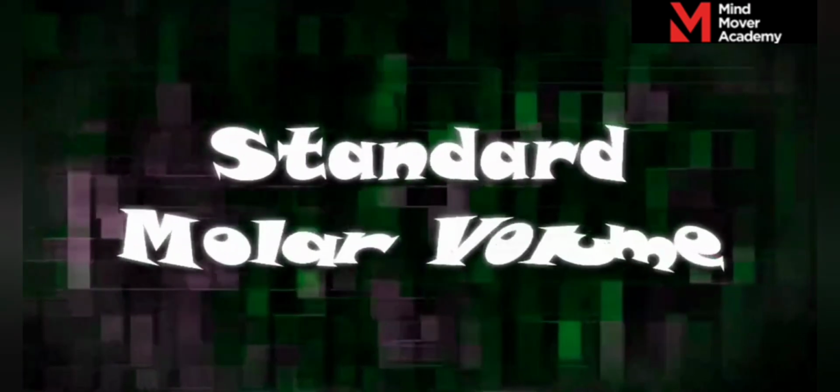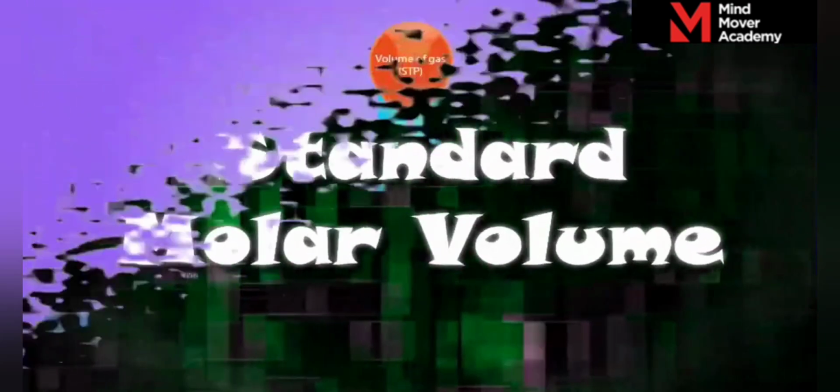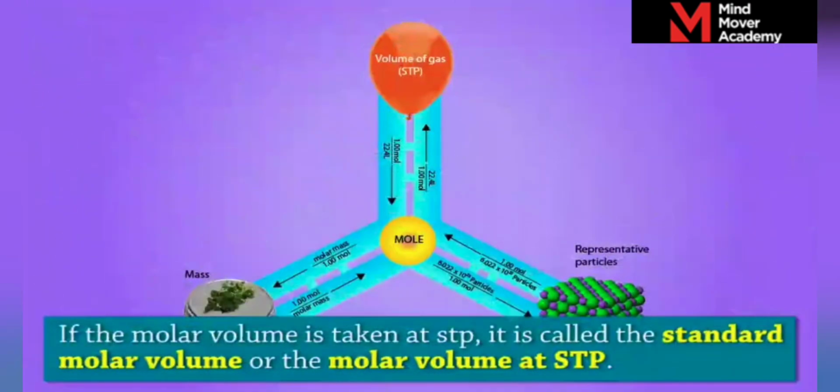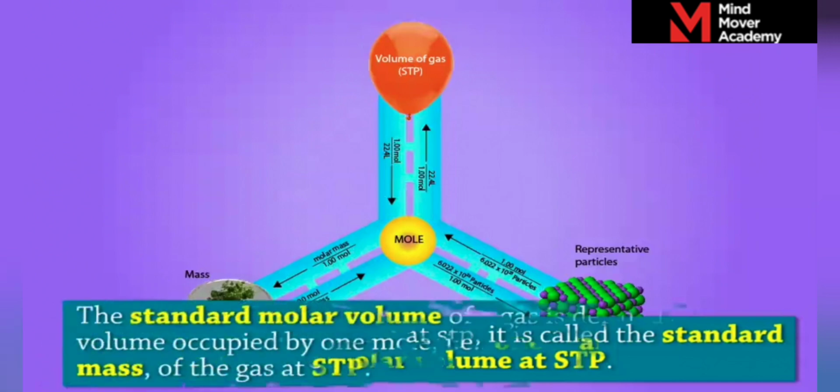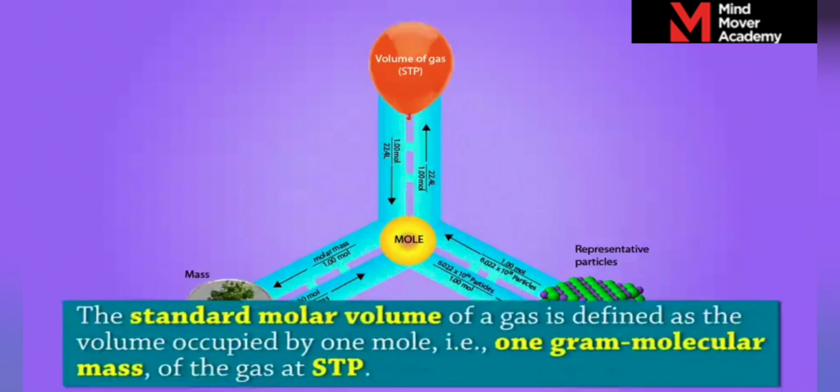Standard molar volume. If the molar volume is taken at STP, it is called the standard molar volume or the molar volume at STP. The standard molar volume of a gas is defined as the volume occupied by 1 mole, that is 1 gram molecular mass of the gas at STP.